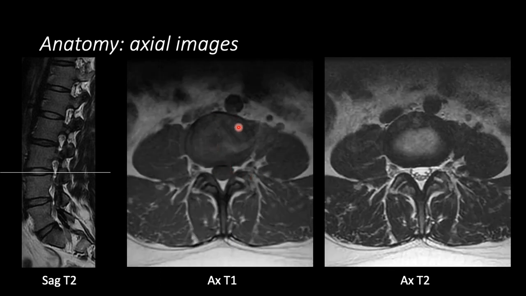Here we are at the intervertebral disc level. On the T1 weighted image, the disc is relatively uniformly intermediate in signal intensity. On the T2 weighted image, you can see that the annulus fibrosus is a little bit darker than the nucleus pulposus centrally, which is brighter.